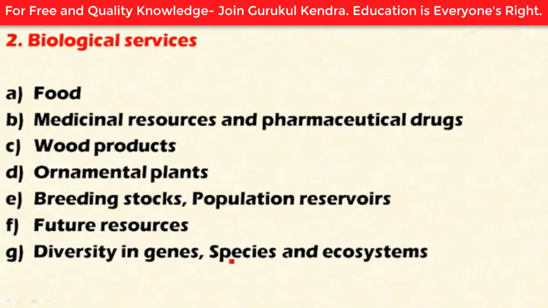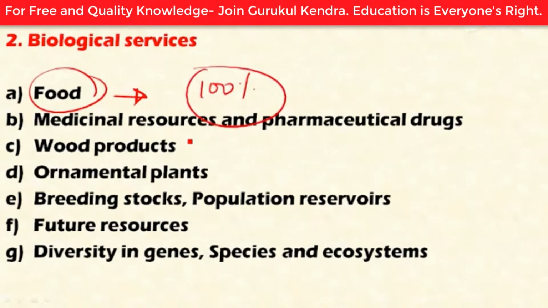Next is biological services. It provides a food source for human beings for their survival. Here the most important thing is that 100% of our food comes from nature itself. We do not produce any synthetic food. This is the single most important use of biodiversity. And next, it provides medicinal resources and pharmaceutical drugs. Even in the present advanced age, 50% of chemical medicines are based on nature.